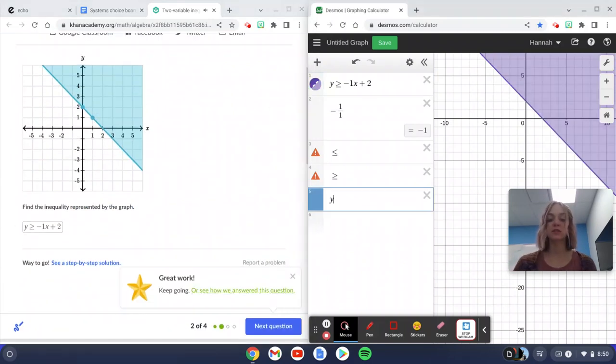So again, we're just going to use that y equals mx plus b to get started, remembering that b is the y-intercept, m is the slope, and then finding which inequality sign gives us the correct line and the correct shading.